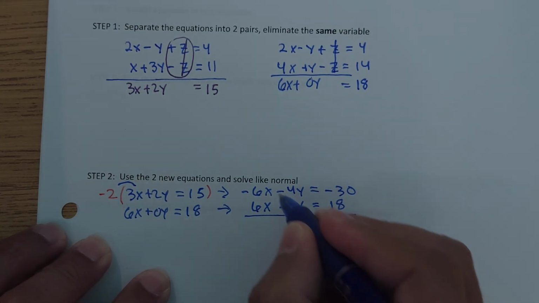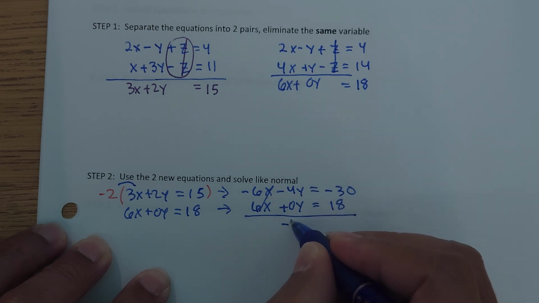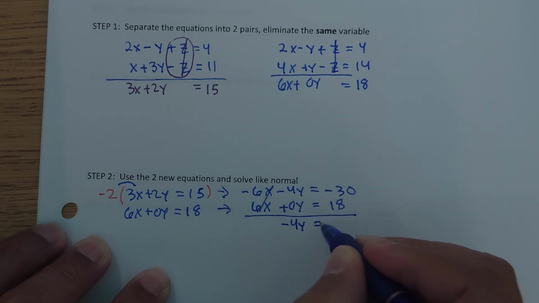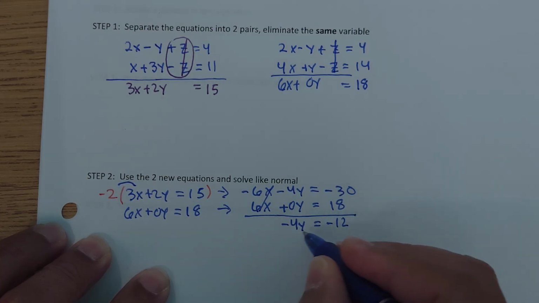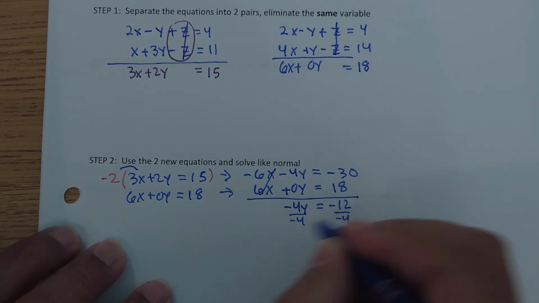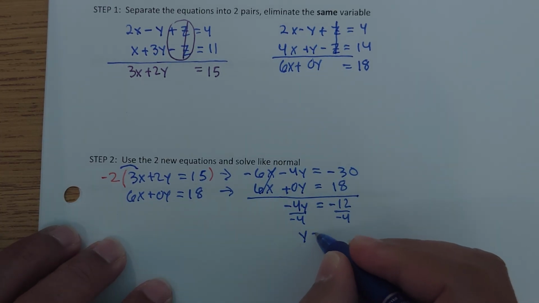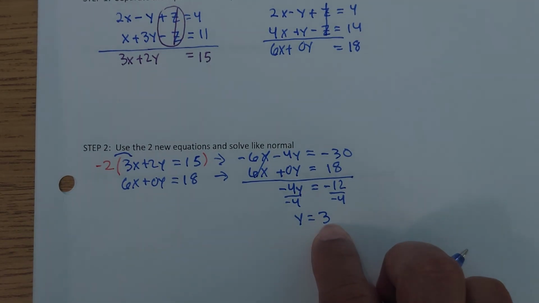So then when I add the two equations, the x's cancel, so now we have negative 4y plus 0y. That gives us negative 4y, and that equals negative 30 plus 18, that's negative 12. Then let's divide by negative 4 on each one of the sides. So then y is equal to positive 3. So we have the y coordinate at this point.